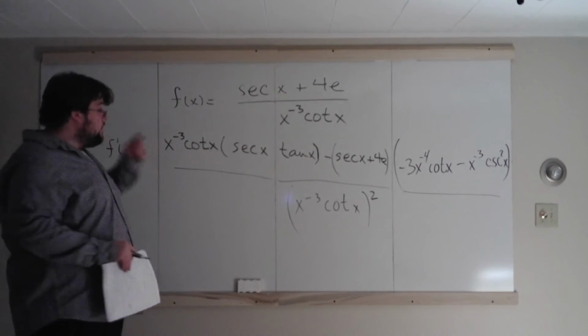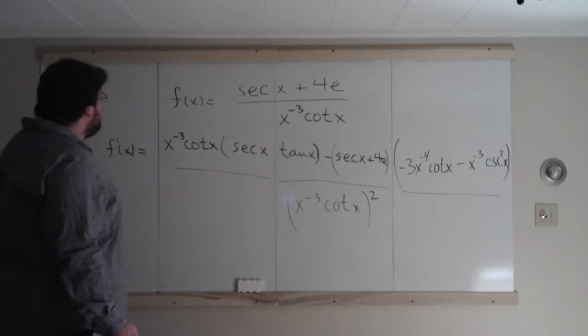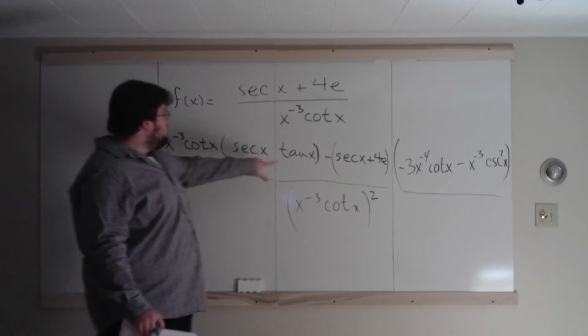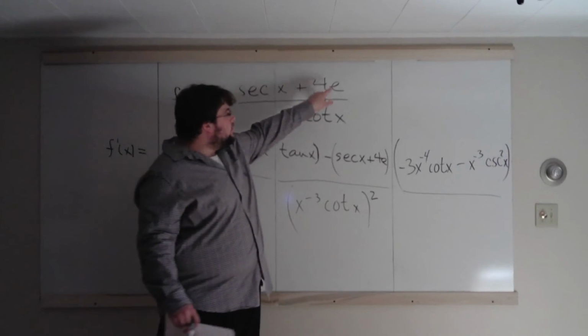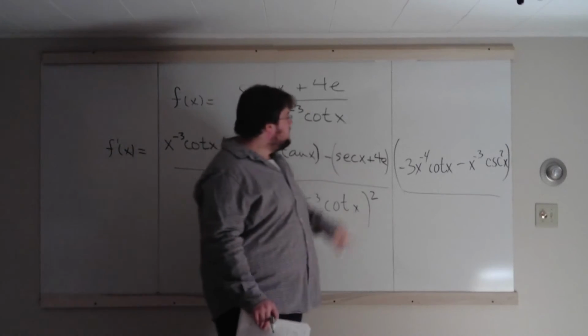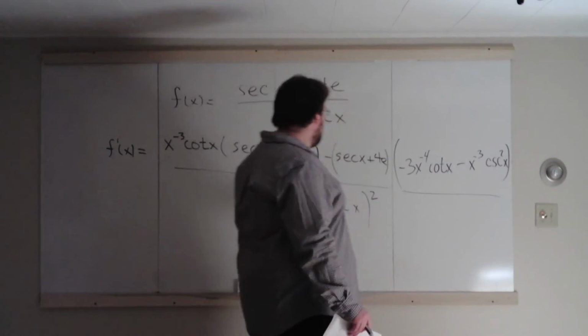So let's check our work. So we have bottom, derivative of the top, plus 0, minus top, derivative of the bottom, all over bottom squared.